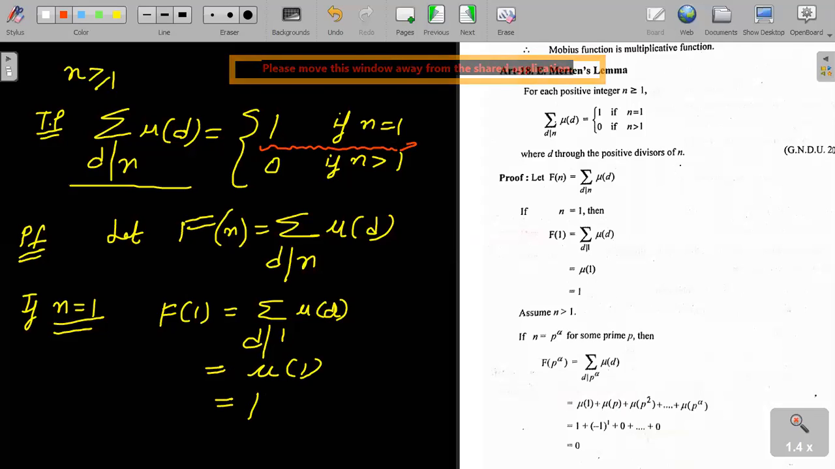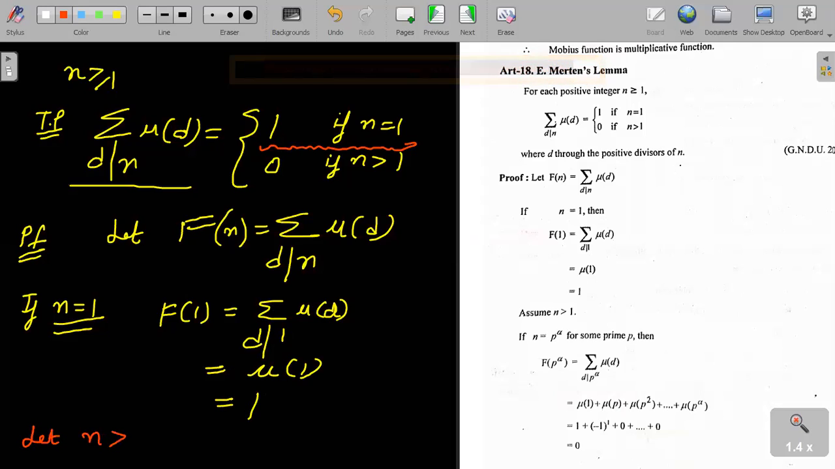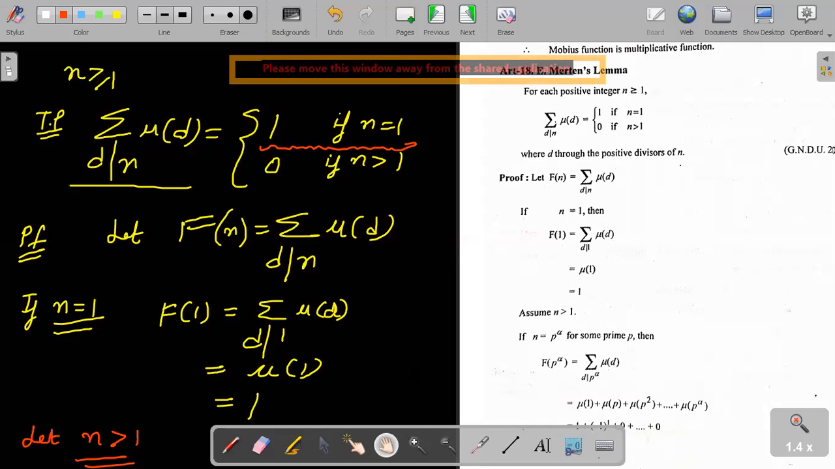इज इट क्लियर? Yes, ma'am. Right, now let n be greater than 1. Okay, let n be greater than 1.